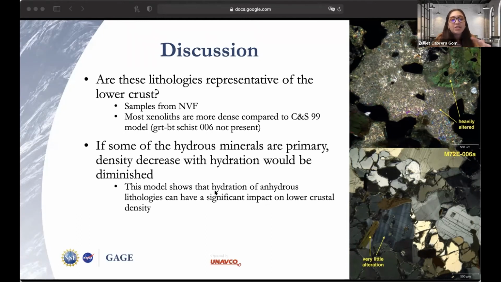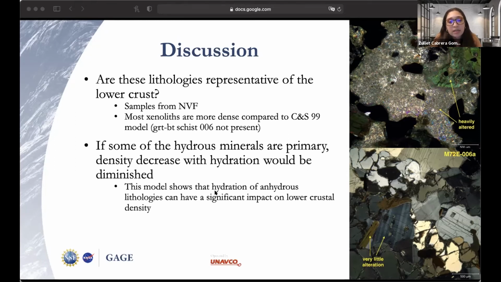We come to the realization that sample 006 may not be from the lower crust, or it could have not been affected by the same alteration as 005. So the model of the anhydrous pre-alteration version we made is probably not realistic. Depending on the degree of alteration and whether hydrous minerals are primary or secondary, the density change with hydration could be smaller or larger. And to answer our previous question, we don't have enough xenoliths within this study to accurately represent the lithologies.